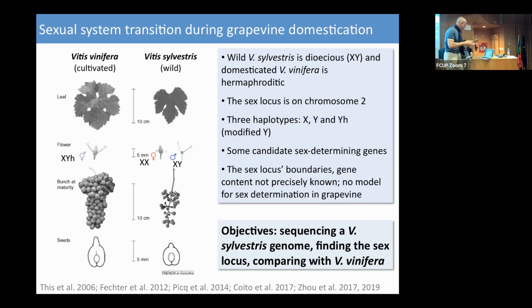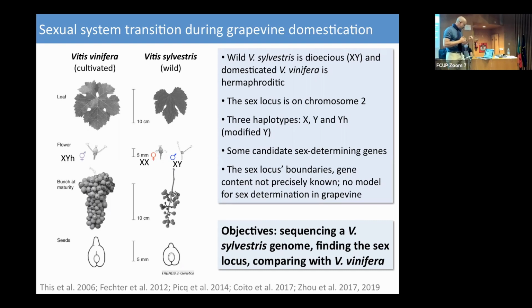Okay, so the grapevine story is also interesting. So in grapevine, we know that the wild progenitor of Vitis vinifera, that is called Vitis sylvestris, is dioecious. It has an XY system, but something has changed in grapevine during domestication because cultivated grapevine are hermaphroditic.